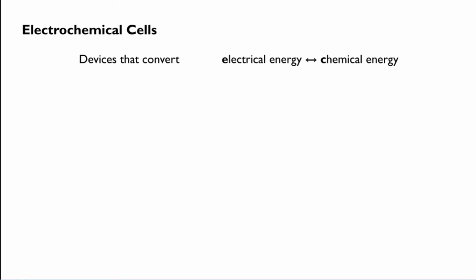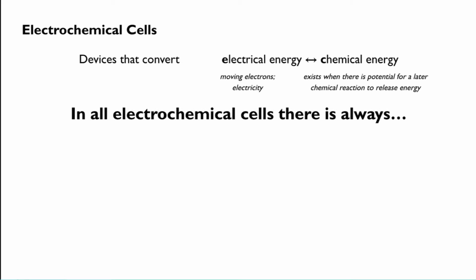Electrochemical cells are devices that convert electrical energy into chemical energy, or vice versa, chemical energy into electrical energy. Now, when we say electrical energy, what we mean is moving electrons, or electricity, as we often think about it. And when we say chemical energy, we mean the energy that exists when there is potential for a later chemical reaction to release energy. So as we are converting between electrical and chemical energy, we are thinking about which direction we're going, right? That's going to be important as we consider electrochemical cells in a moment.